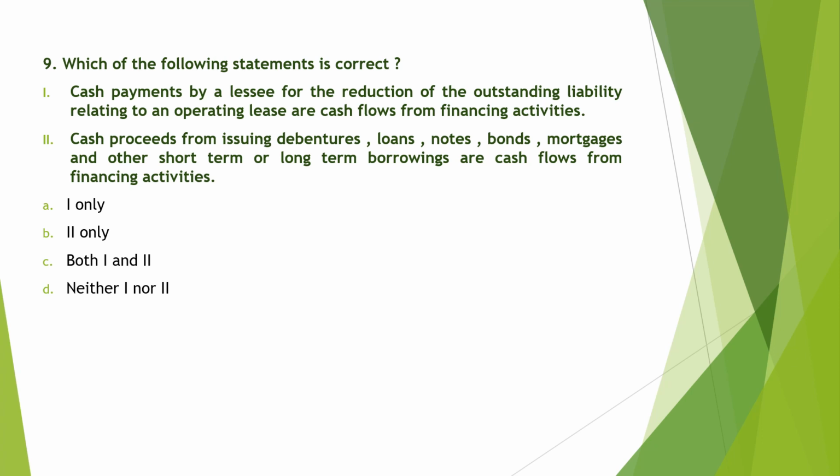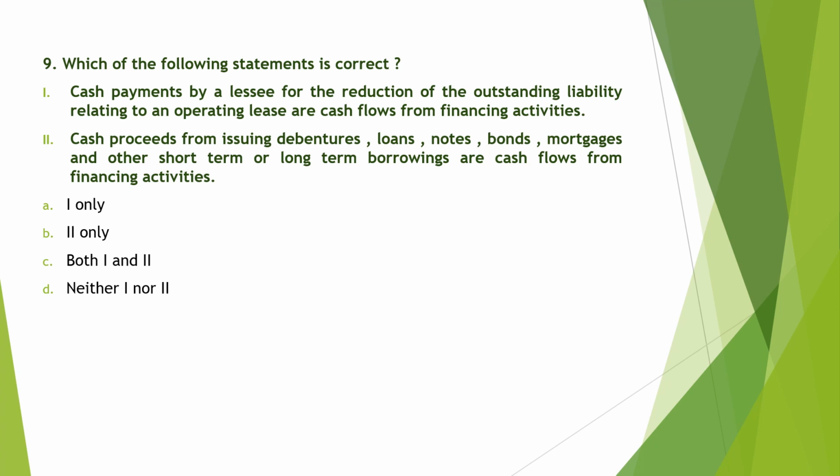Number 9. Which of the following statements is correct? Statement number 1, cash payments by a lessee for the reduction of the outstanding liability relating to an operating lease are cash flow from financing activities. In accounting, we have a contract of lease between the lessee and the lessor. So, sa lessee, siya yung nagre-renta. Sa lessor, yung nagpaparenta. So, therefore, pag operating lease lang yan, yung nire-record natin, debit rent expense, then credit cash. So, cash payments by a lessee, pag nagbayad daw siya kay lessor, classified daw siya as cash flow from financing activities. So, statement number 1 is incorrect.